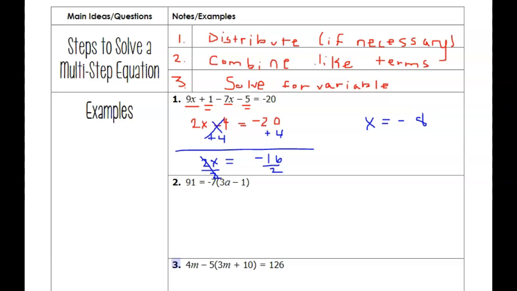Hey, guys, steps to solving multi-step equations: distribute if necessary, combine like terms, and solve. All right, let's go to the next one. And Miss Bennett is just stalling for a second because we've got to get our power on.